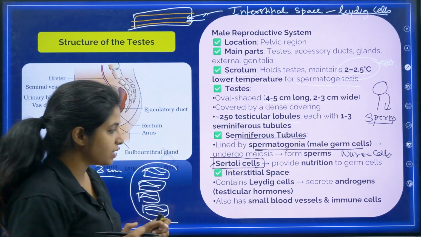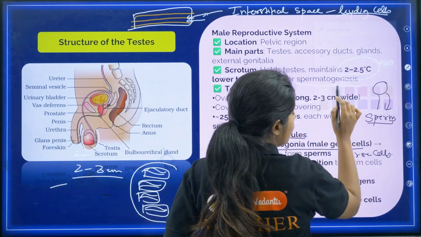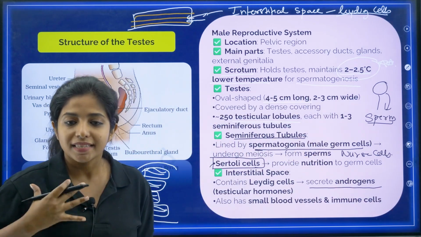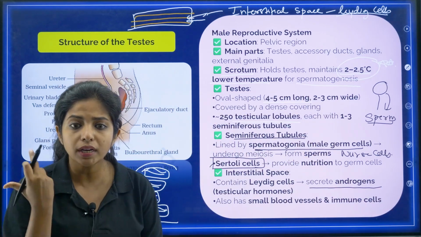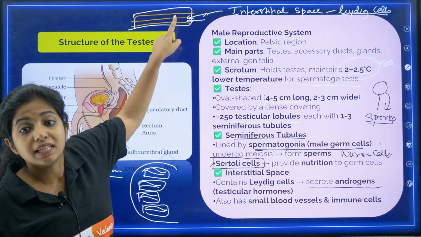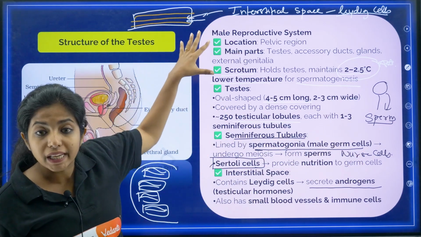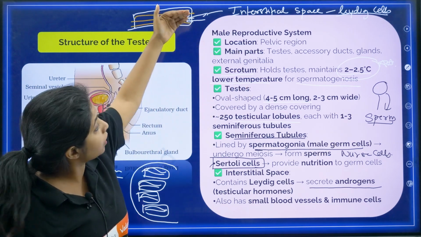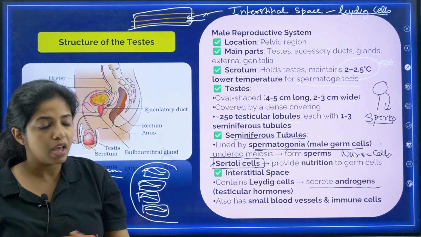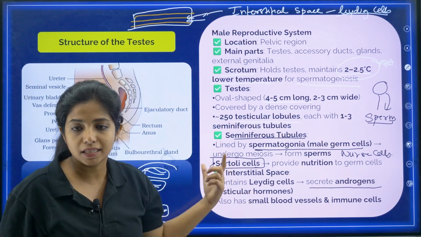Leydig cells are basically the ones responsible for secreting androgens. Androgens are what, my dear children? Male sex hormones. And why do you need androgens? So for the process of spermatogenesis to take place inside the seminiferous tubules, you need androgens also. And androgens are released outside, then they are later transported inside the seminiferous tubules. Outside by whom? By Leydig cells.